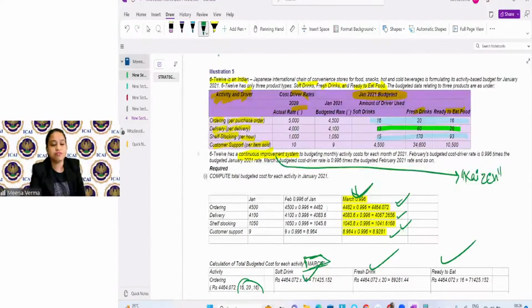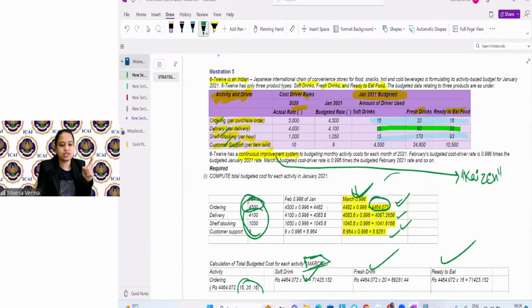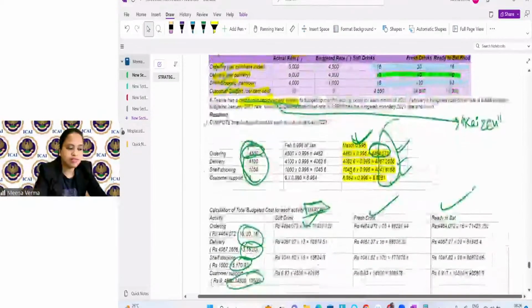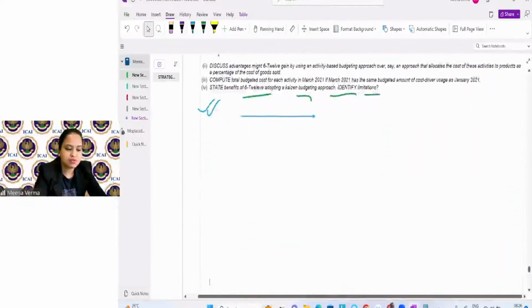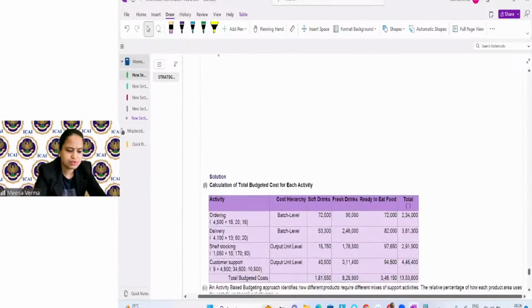The rates have reduced. These costs have reduced. Now you can see in the month of January this was the cost, but in the month of March this is the cost. The cost has reduced, right? In the month of January these are the costs, and in the month of March these are the costs. All the costs have been reduced. Why? Because the company has implemented Kaizen, the continuous improvement system, right? So all the costs have been reduced here.